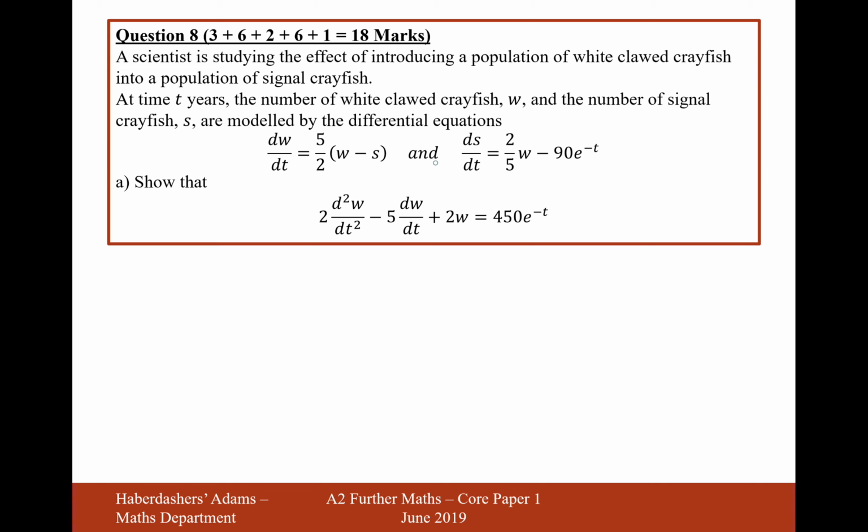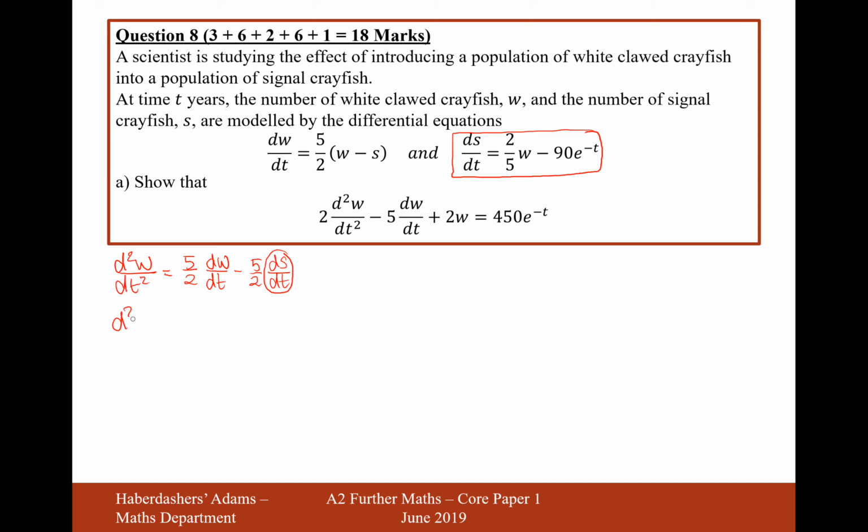So what we need to do with this first equation is differentiate it with respect to t. So d squared w by dt squared equals, I'm going to expand the brackets while I do this, 5 over 2 dw by dt minus 5 over 2 ds by dt. Now the next thing I'm going to do is replace this into the part of the differential equation here, so I just get it in terms of w.